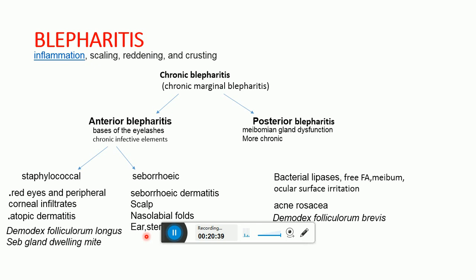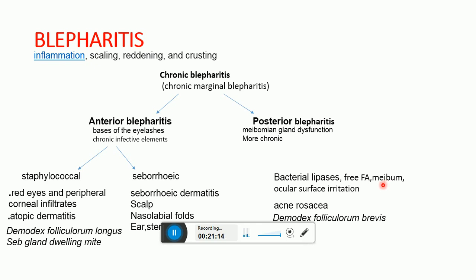The posterior blepharitis is caused by Meibomian gland dysfunction and alteration of Meibomian gland secretions. The bacterial lipases result in the formation of free fatty acids. This increases the melting point of the meibum and prevents its expression from the glands, contributing to ocular surface irritation and possibly enabling growth of Staph aureus.